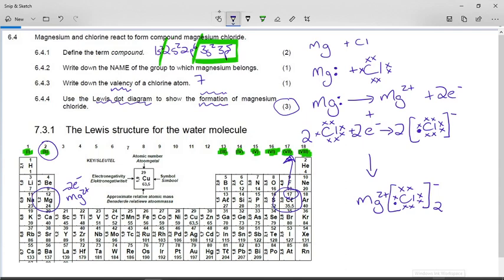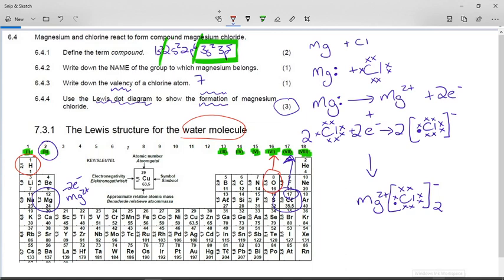So other questions have come up. This was the one year's question. The next year's question is: show the Lewis structure for the water molecule. This one is not asking you to show the formation, it just wants you to show the Lewis structure for the water molecule. So here's hydrogen with its 1 electron, and here is oxygen with its 8 electrons. But if we go up here, we know oxygen has 6 valence electrons.